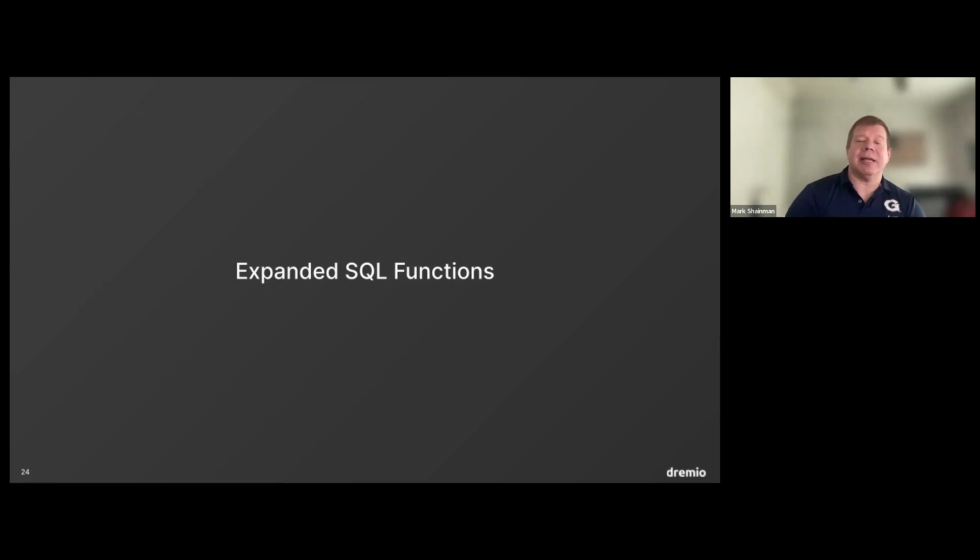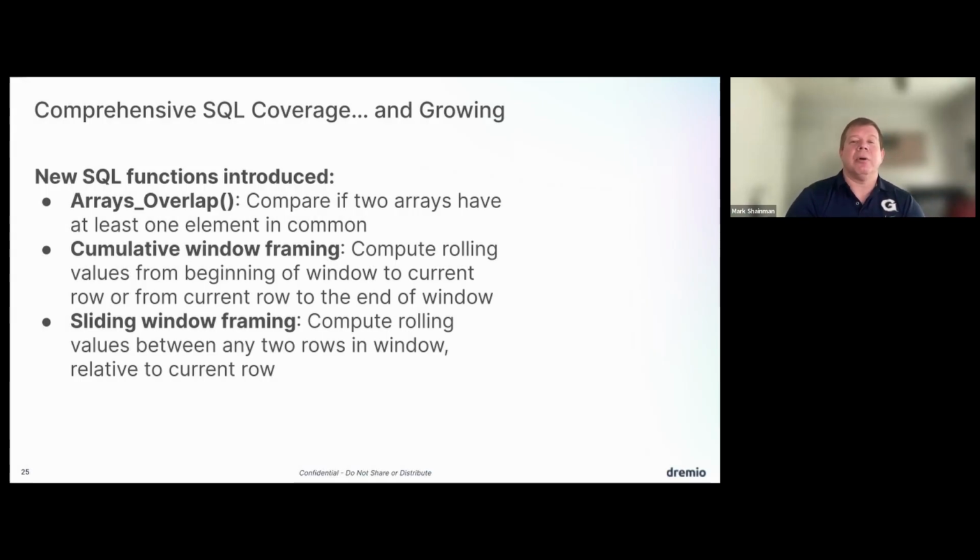We've also brought to the table a number of expanded SQL functions that improve the overall analytical capabilities of Dremio. With comprehensive SQL coverage, we just keep improving and growing the types of capabilities we cover. One of the new SQL functions is ARRAYS_OVERLAP, and that compares two arrays and sees if one element is in common. So if you're looking at two columns, it'll say, yes, those specific elements are in common and give you a yes answer.